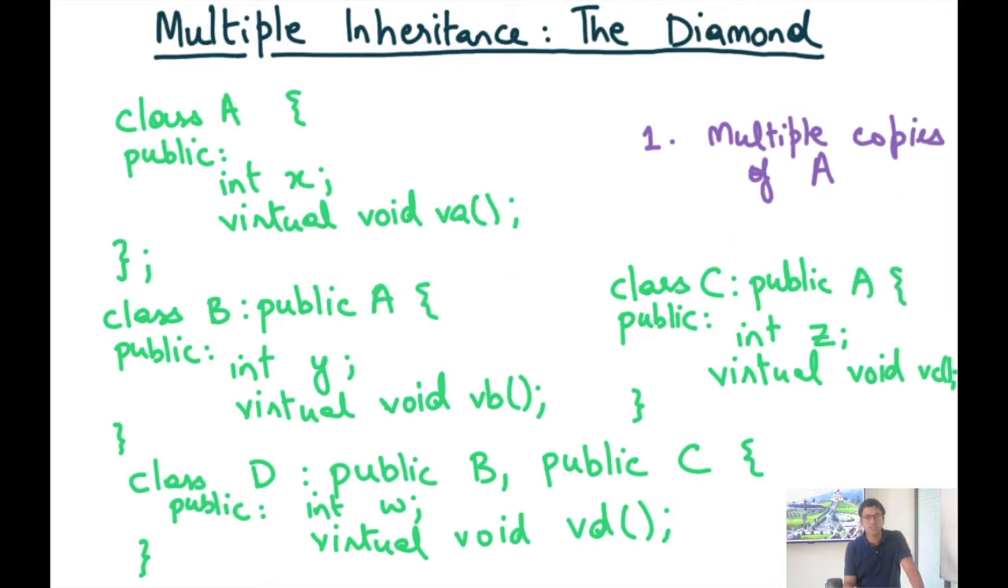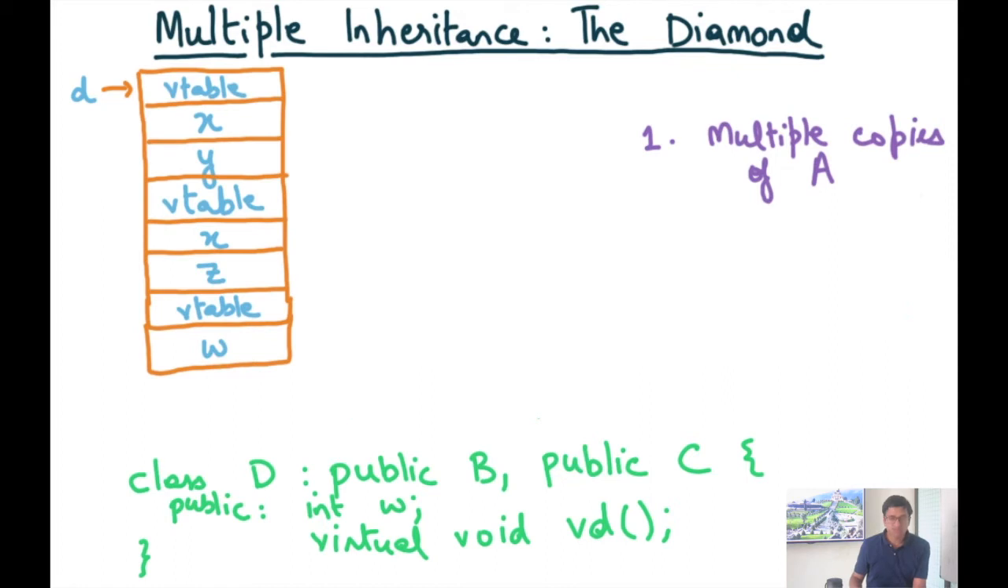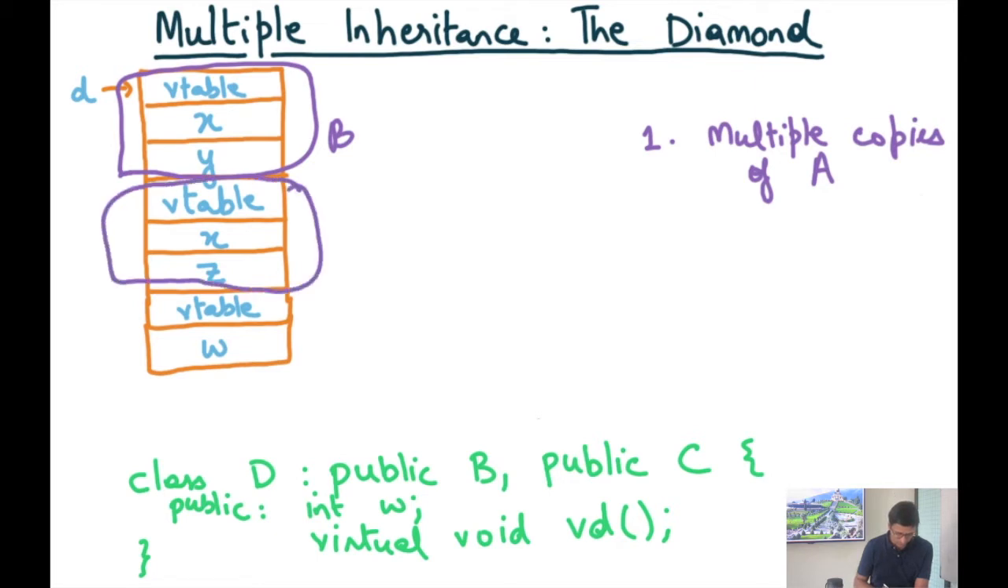So let's first consider the case of multiple copies of A. The basic principles remain the same. For example, this is the object D that first has the object B that contains A inside it. So this is the object of class B, and then an object of class C, which has this X and Z. Notice that X has been repeated twice, so there are multiple copies of A. And then there is the V table for C, and then there is the V table for D, just like we had earlier, right?